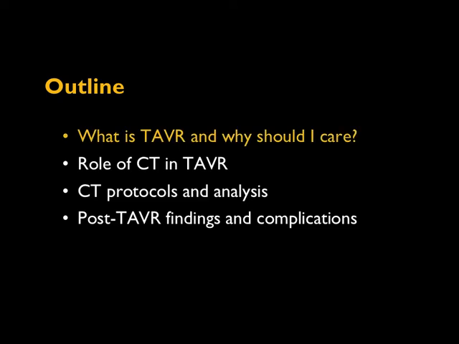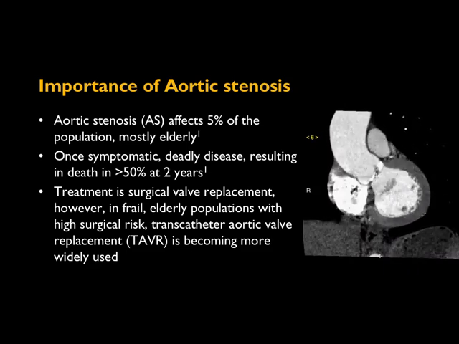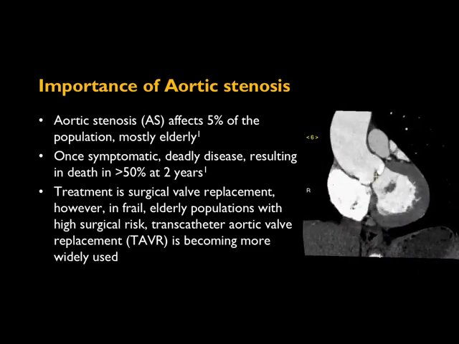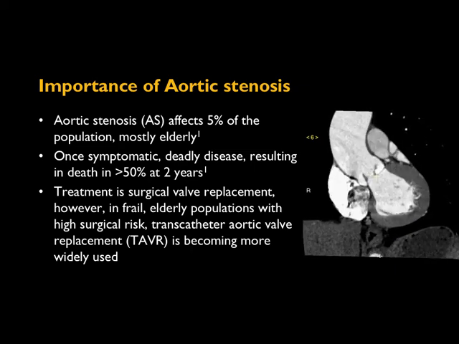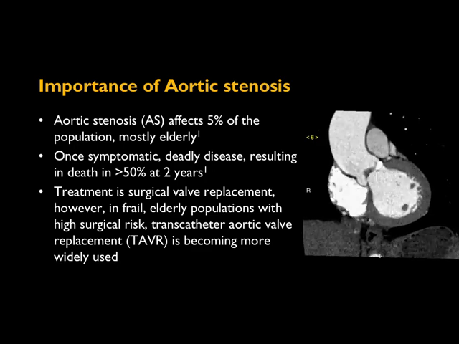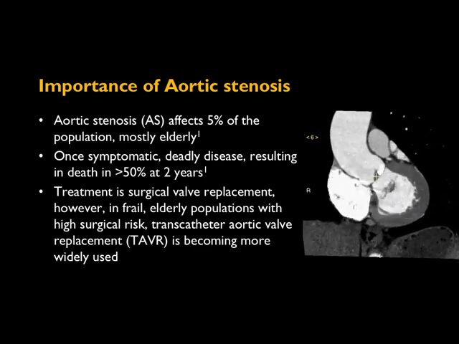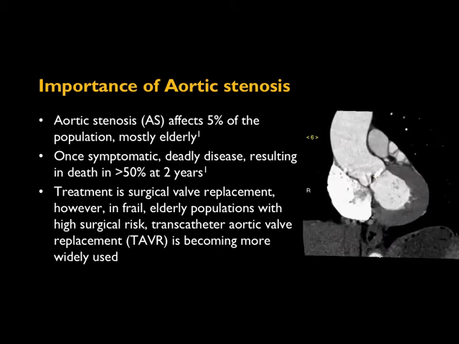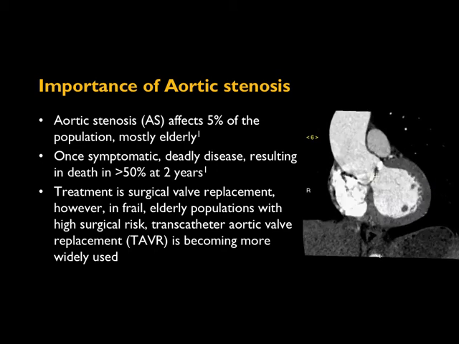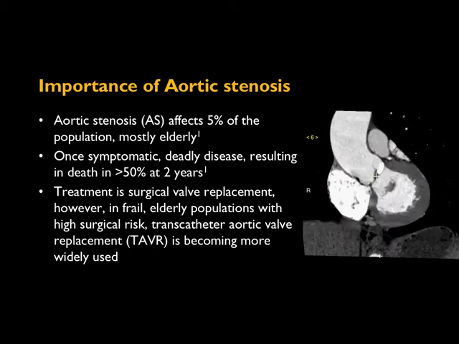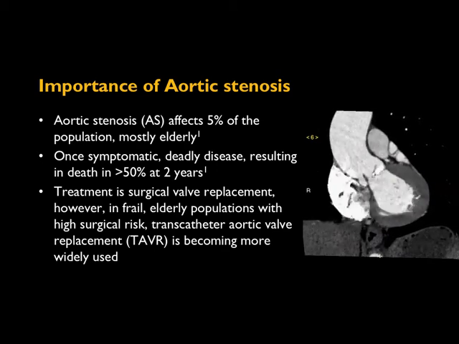So first, what is TAVR? Why should you care? So first, a little background about aortic stenosis. Aortic stenosis is a disease that affects 5% of the population, so it's quite common. And in particular, it's very common amongst the elderly. And it turns out that aortic stenosis is actually a quite deadly disease. Once patients are symptomatic, over 50% of people die at 2 years. So this is a prognosis that's worse than many of the cancers that we see.